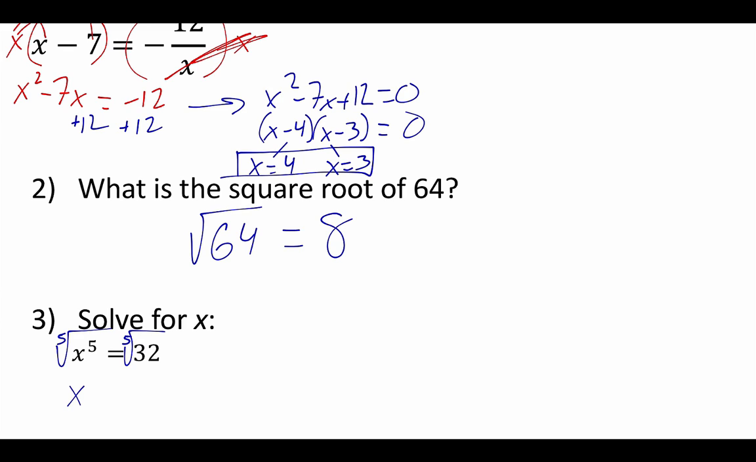Now on the left side, the x to the 5th power and the 5th root cancel each other out. We're left with just x. And the 5th root of 32 is 2, because 2 to the 5th equals 32. So we're really looking for what to the 5th power gives us 32.